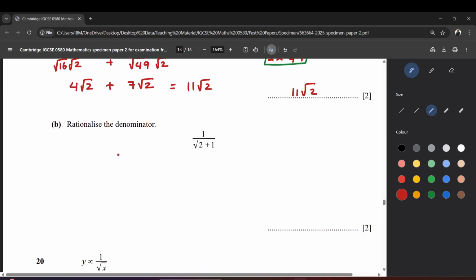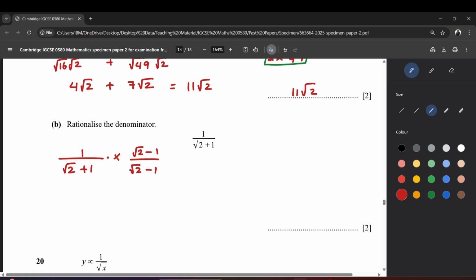Then it says in part B, rationalize the denominator. Rationalize the denominator basically means get rid of the square root in the denominator. That's just a slang way of saying it. You need to get rid of the square root. So how do we do that? Because I need to get rid of the square root, I'm going to write square root 2 minus 1. You multiply this with root 2 minus 1, and at the same time the numerator should also be multiplied with this.